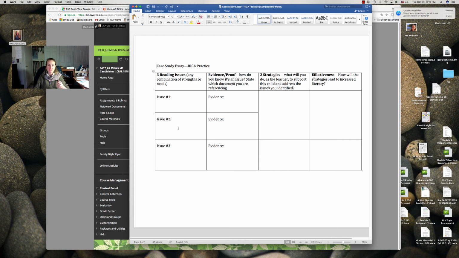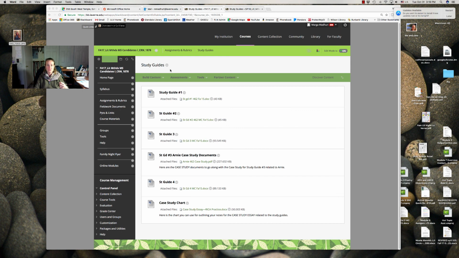But identify your three issues, the evidence, how do you know that's an issue, two strategies, however you're going to group them, that will support this child in addressing your issues, and how they will be effective. So you can either print this out and handwrite it, or type up your responses. I think this is a good way to take notes or do an outline for your essay before actually writing it. Not required, but it's a really good way to make sure that you've covered all your bases. So that should give you, in a nutshell, an idea about writing the case study essay.